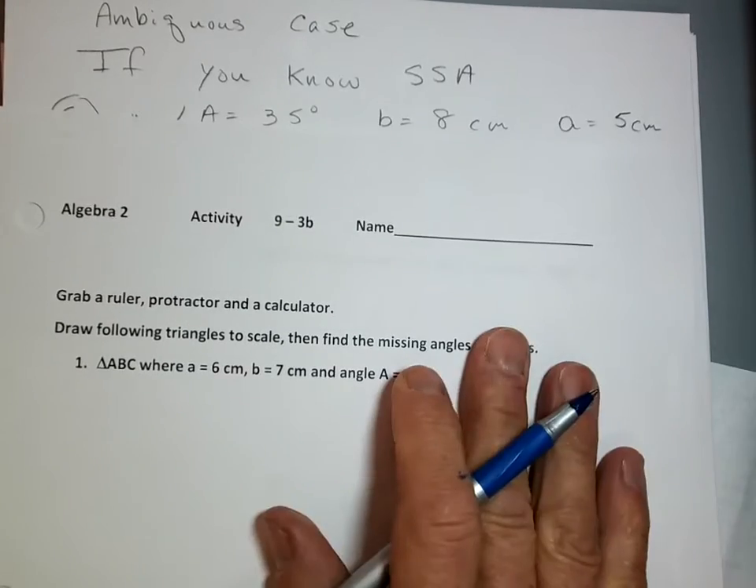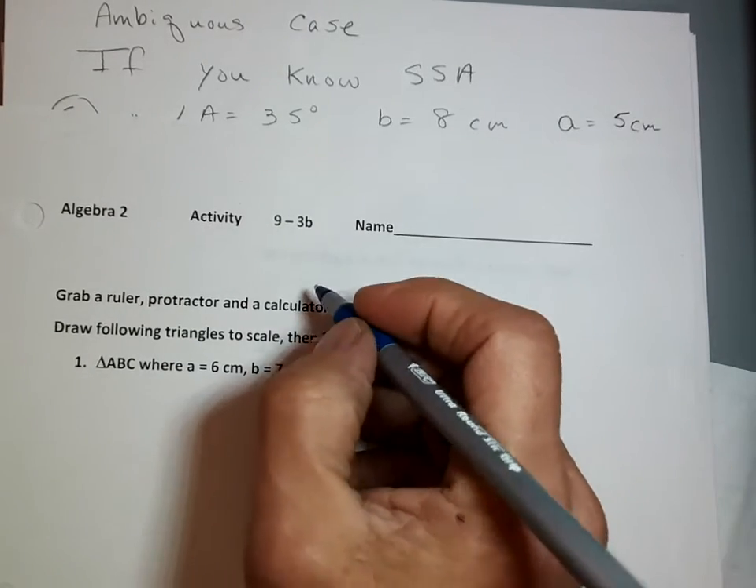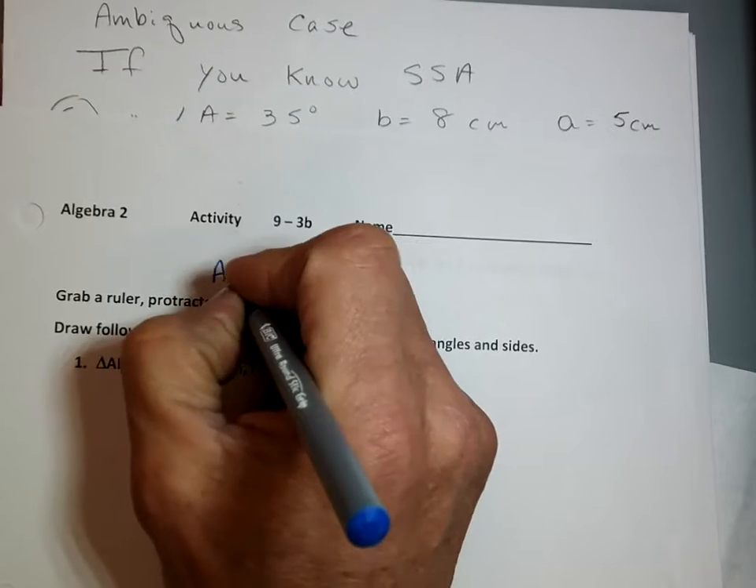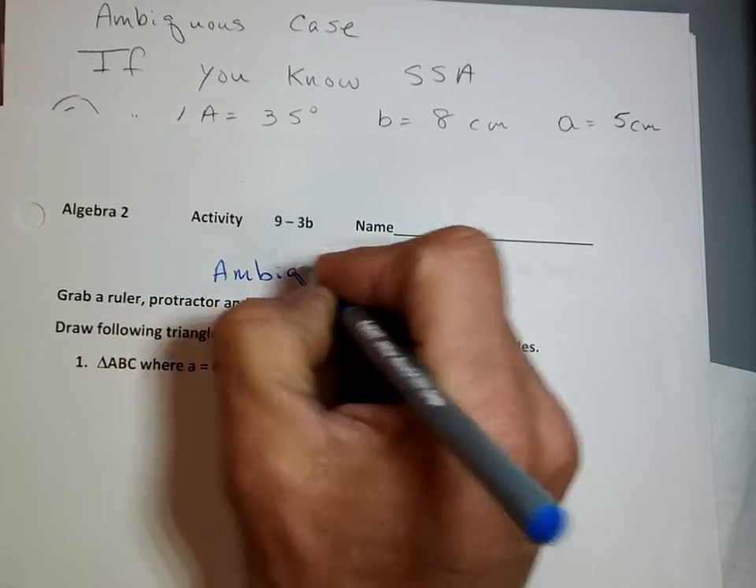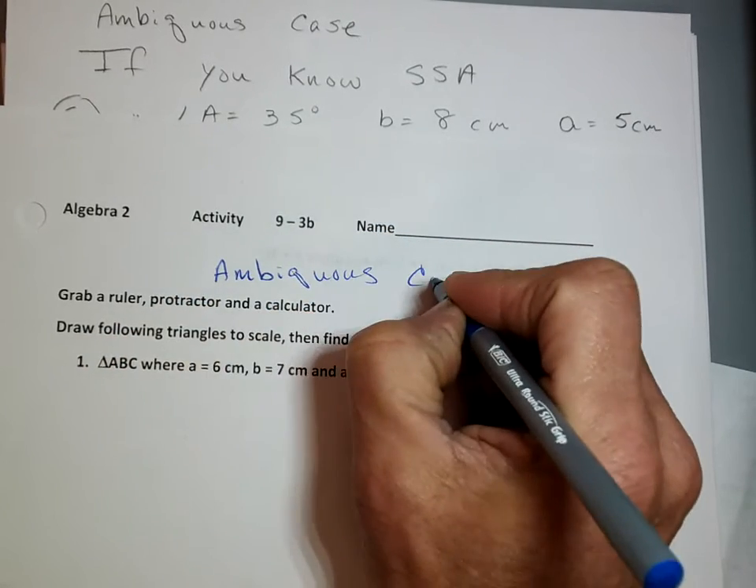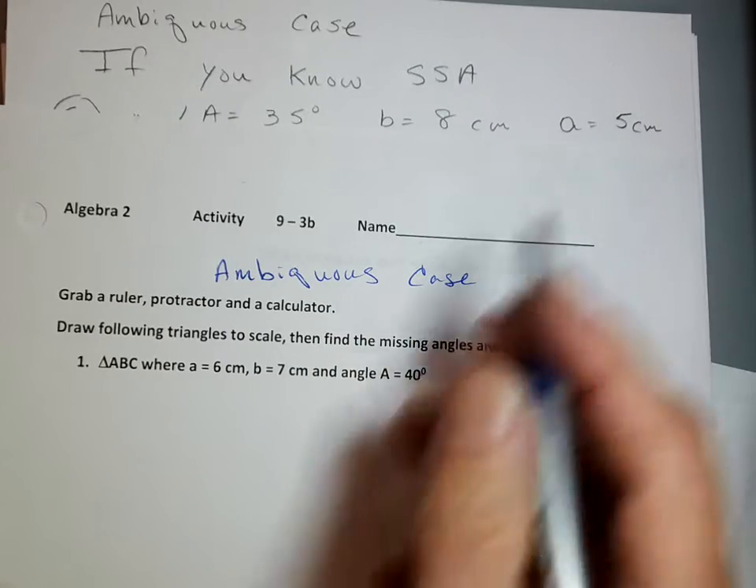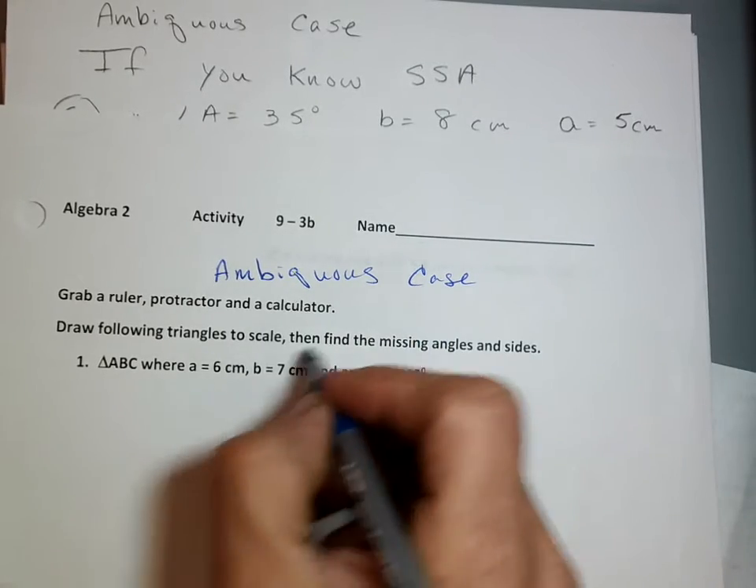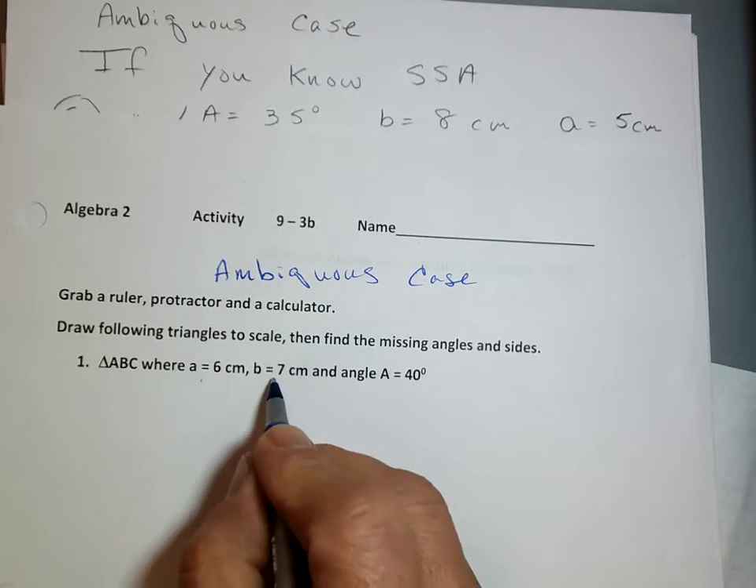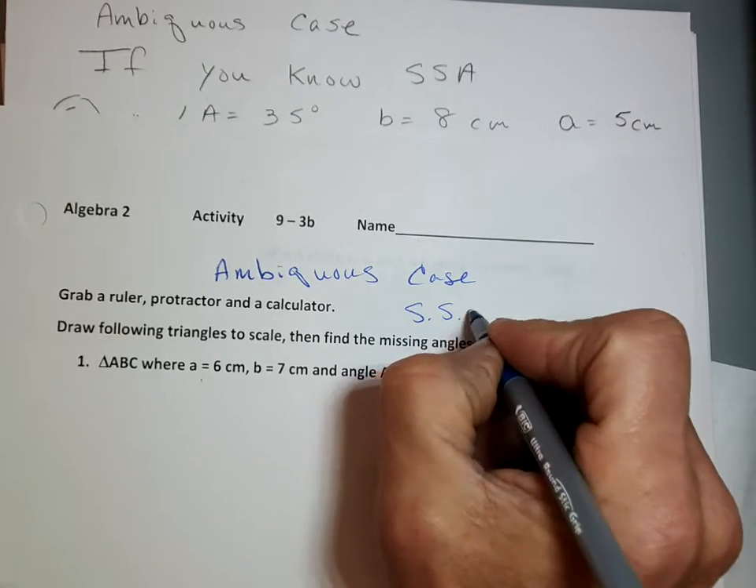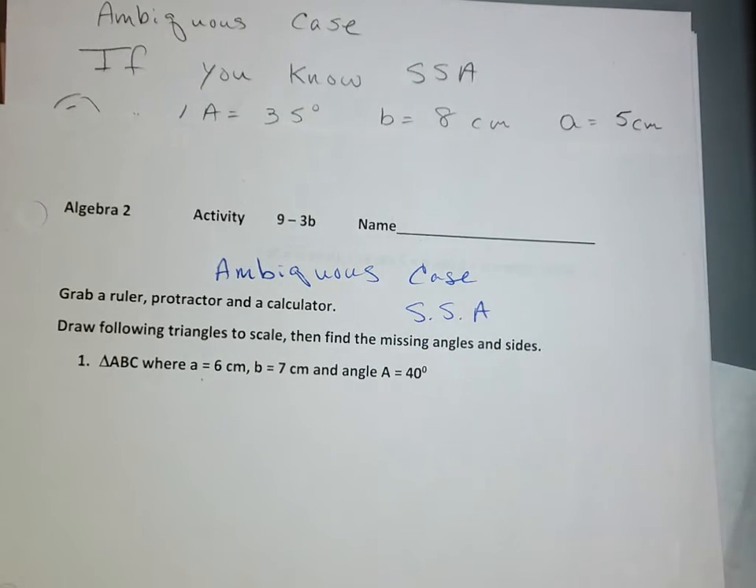Okay, so today we want to talk about what happens on what we call the ambiguous case. It only occurs if you know the following: if you know a side and an angle, there's a possibility of one of three things happening.